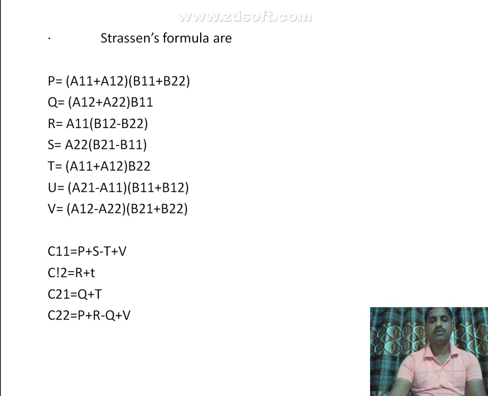Okay, see how it is constructed. We take P, Q, R, S, T, U, V, then C11 is P plus S minus T plus V, C12 is R plus T, C21 is Q plus T, C22 is P plus R minus Q plus V. Okay, likewise we have Strassen's using these 18 additions or subtractions and 7 multiplications.